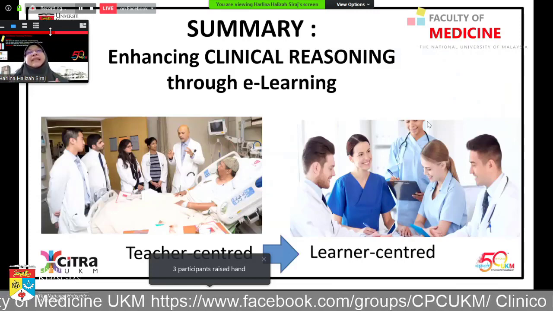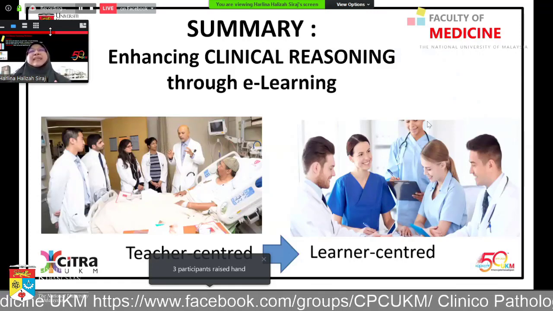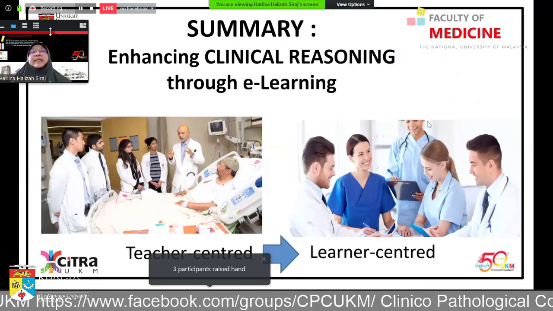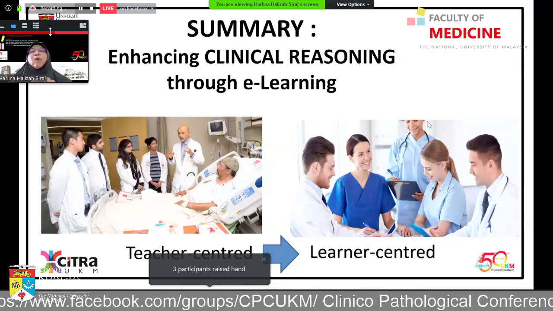So finally, ladies and gentlemen, enhancing clinical reasoning through e-learning is basically trying to be more learner-centered.